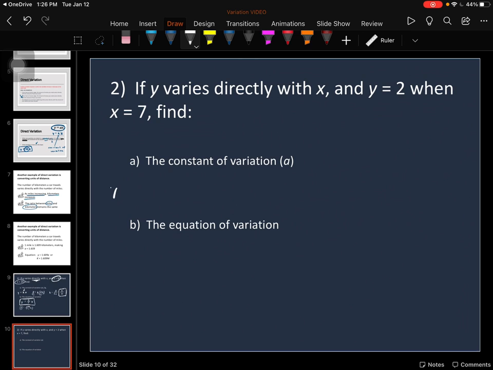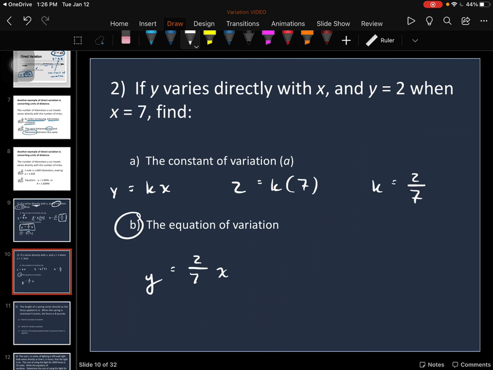So what I have is y equals kx. K is that constant of variation. I told you that y equals 2 when x equals 7. So we have that. We could divide by 7 on both sides, so you'll get k is equal to 2/7. So that's your constant of variation. But now when I ask you for the equation, we have to write out y equals 2/7 x. So now you know how this works. I'm going to give you some word problems so we can have some real life context to it.